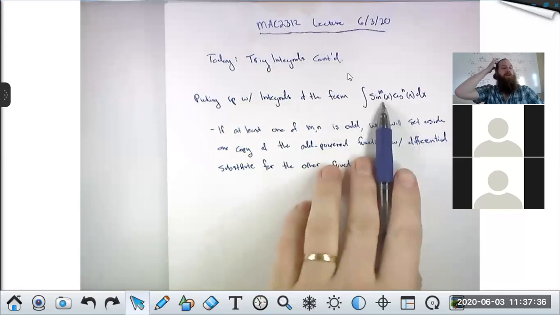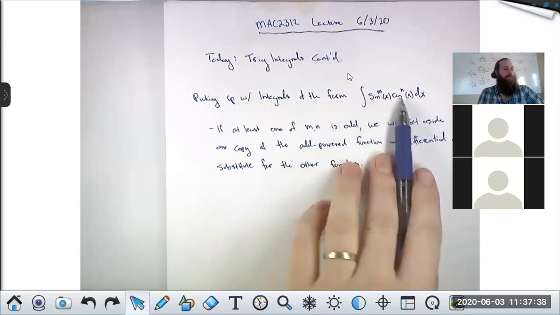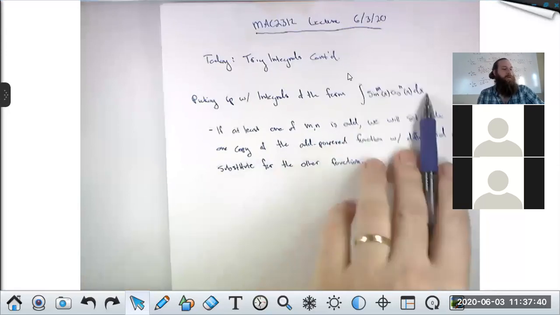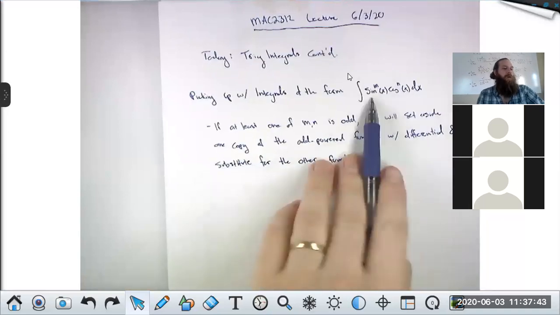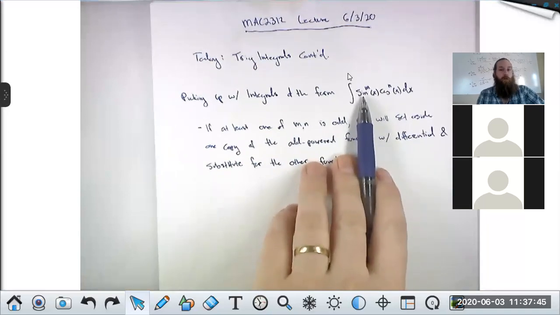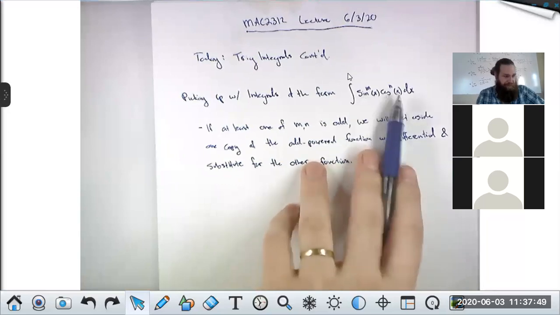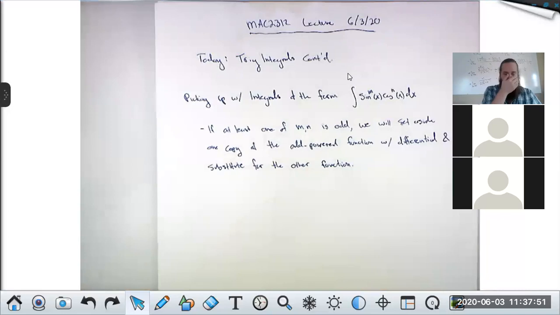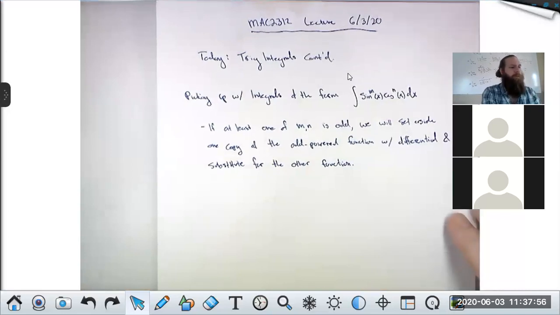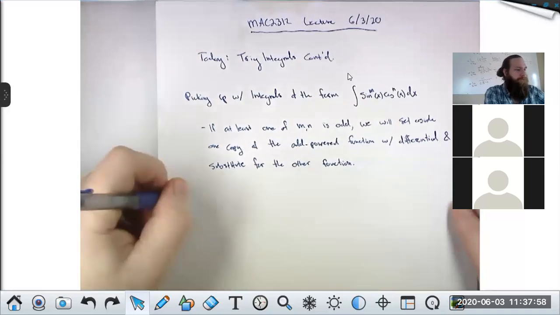So if the power of sine is odd and the power of cosine is even, then you'll take one copy of sine, set it over here with the differential. What's left will be an even power of sine, which you can rewrite using the Pythagorean identities in terms of cosine, and then you'll substitute for cosine. If both powers are odd, though, then you have a decision to make.